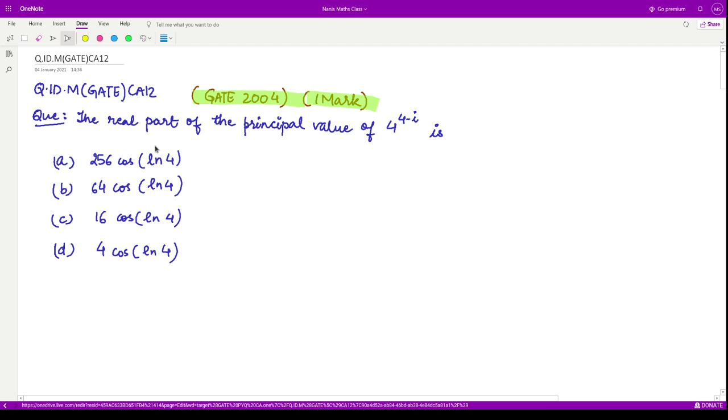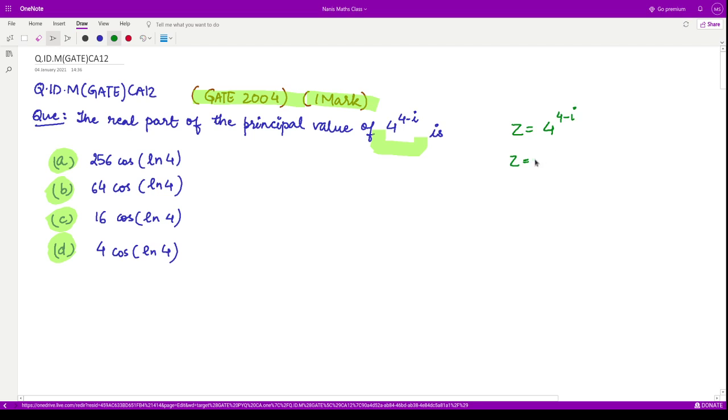The question says, what is the real part of the principal value of this complex number 4 raised to the power 4 minus iota? So out of these 4, what is the real part of the given function? So in effect, what we are to do is simplify this function. Say the complex number z is equal to 4 raised to power 4 minus iota.